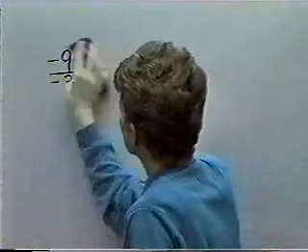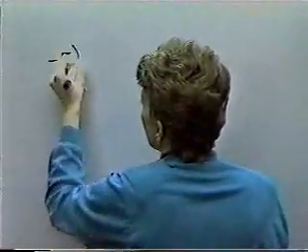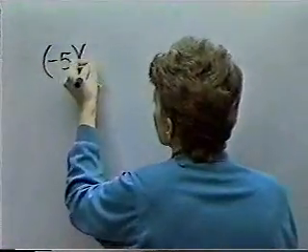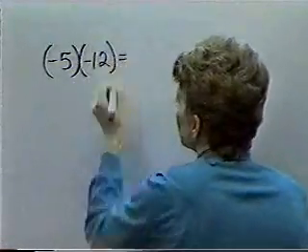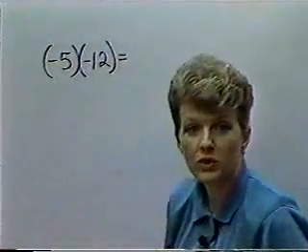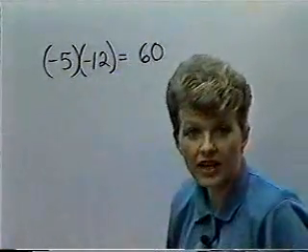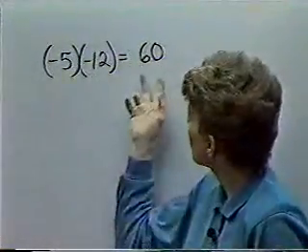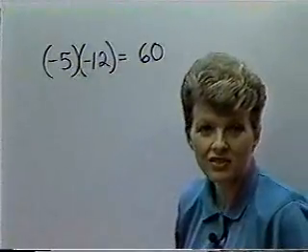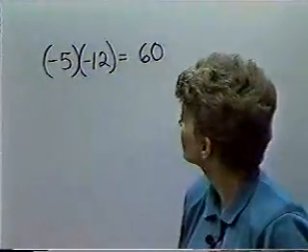All right, what about this example? What about negative 5 times negative 12? 5 times 12, that's 60, and a negative times a negative is a positive, so my product is positive 60 or 60.